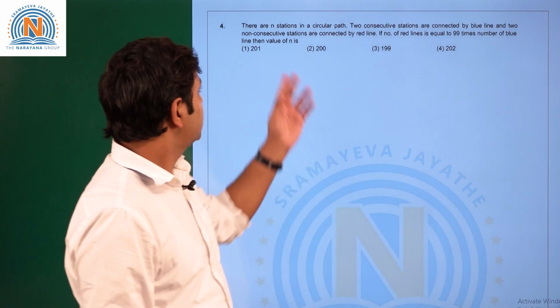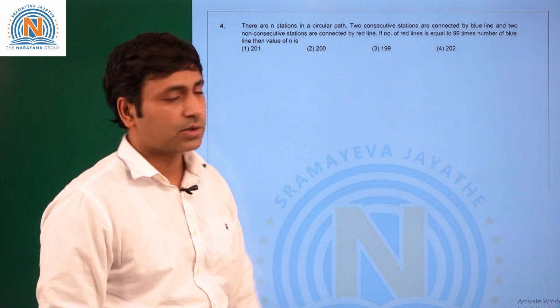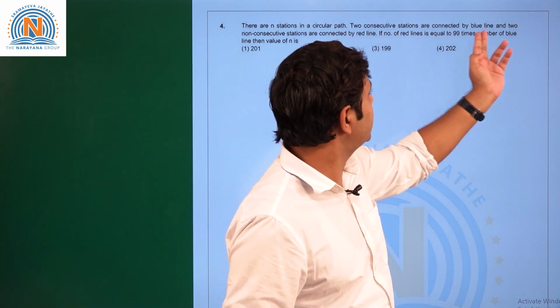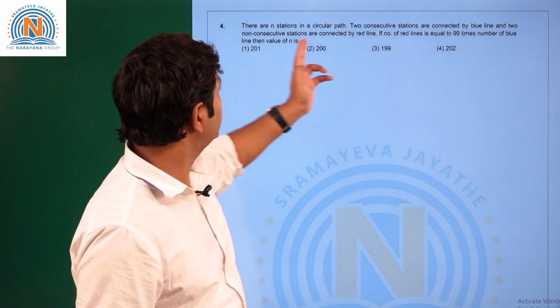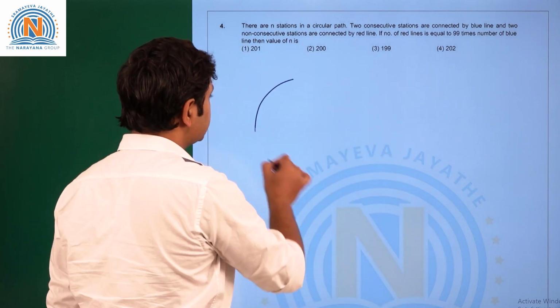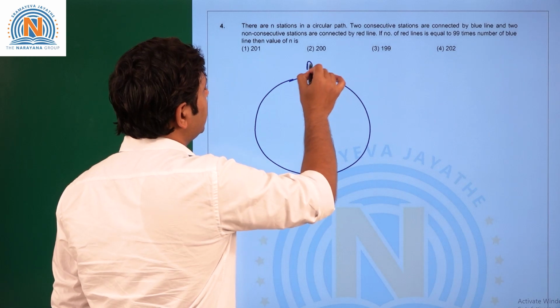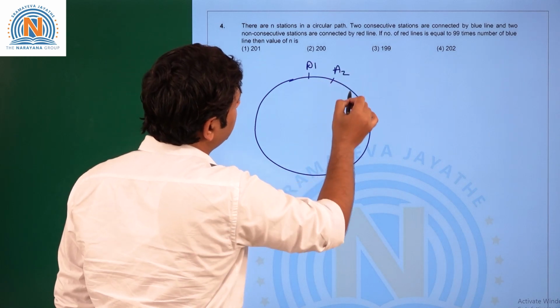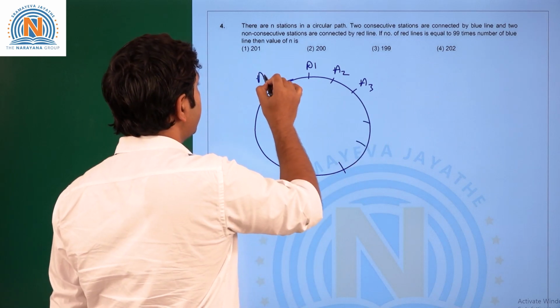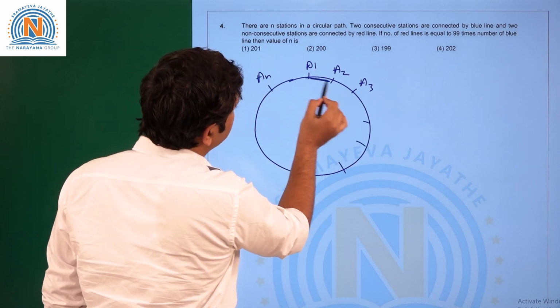Next question: there are n stations in a circular path. Consecutive stations are connected by a blue line and non-consecutive stations are connected by a red line. Let us say this is the circle, A1, A2, A3, and so on, and let us say this is An. So, how many consecutive stations are there?